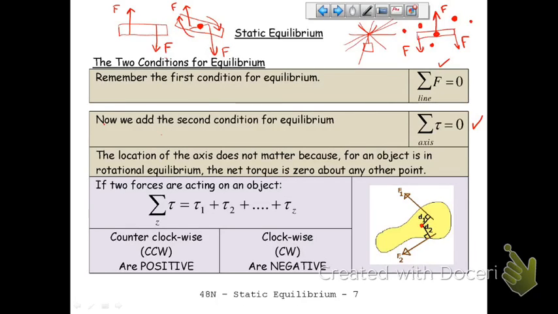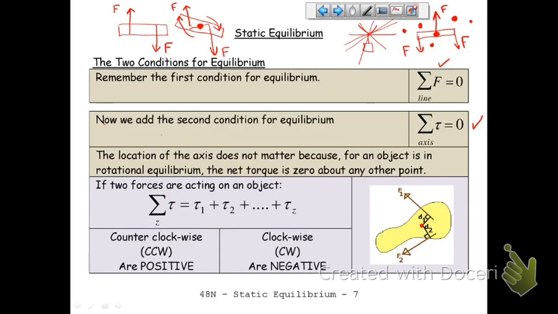if forces are acting on an object, then the total torque is equal to torque 1 plus torque 2 plus torque 3 plus torque 4 plus torque 5, and we add them up. And if it's in rotational equilibrium, the sum of the torques will equal 0. Well, that means we've got to have positive and negative torques.